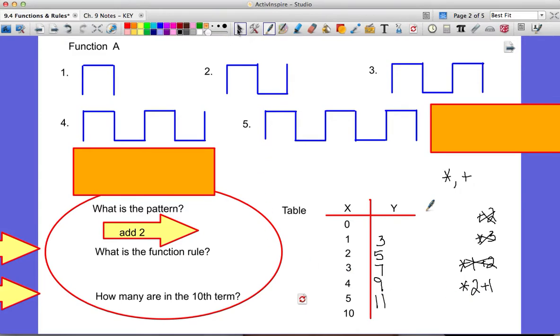So right now we know that the function rule would be y, our output, is equal to 2 times our input plus 1. Now we can use this to find our 10th term. So we put in y equals 2 times, our input is going to be 10, plus 1. 2 times 10 gives us 20 plus 1. The 10th figure will have 21 line segments.